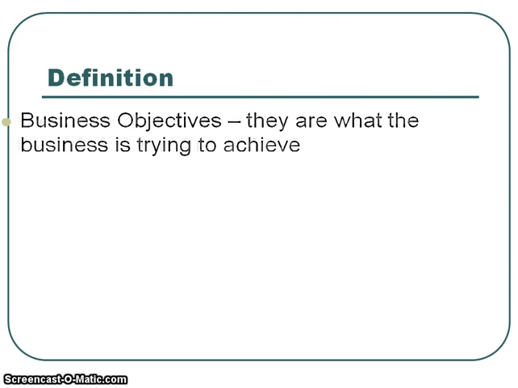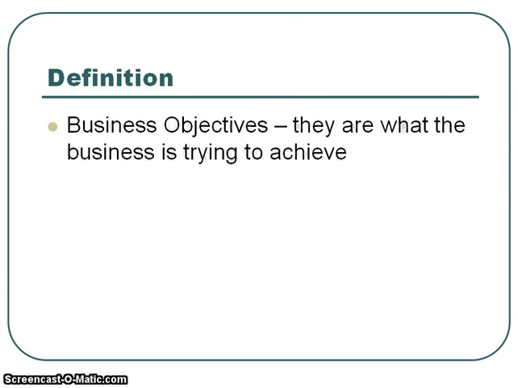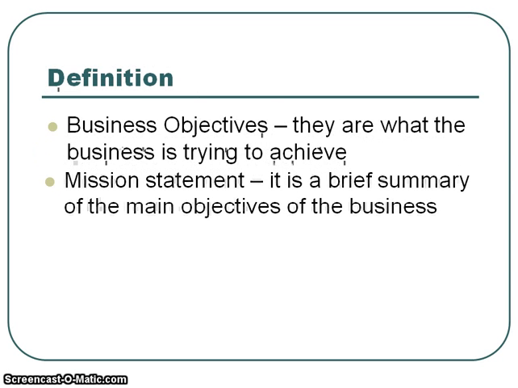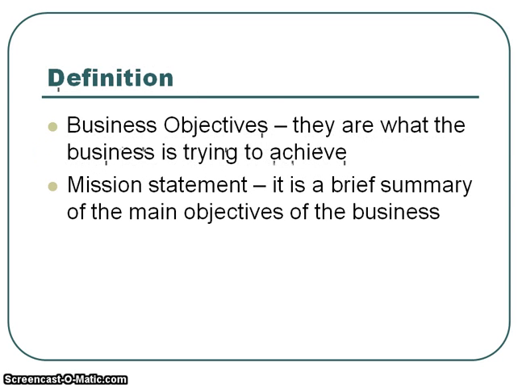Okay, so we'll start with two definitions. Make sure these get into your books. You need to know what business objectives actually are, and this is what the business is trying to achieve. They set these targets, these aims, and they all come together as objectives that the firm is trying to achieve, usually within the year.